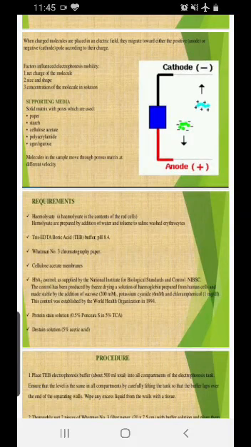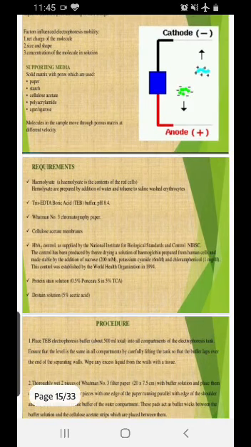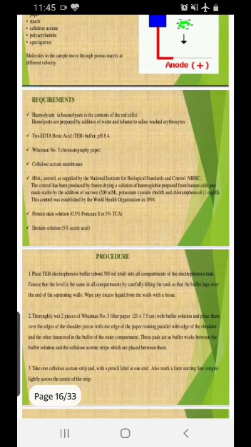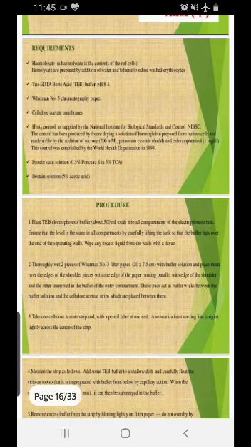We have paper, starch, cellulose acetate, polyacrylamide, agarose. So molecules pass through this porous matrix at different velocities. So what are the requirements? A hemolysate of the EDTA sample. We need a tris boric acid buffer, Whatman paper, membranes, and a control HbA2.